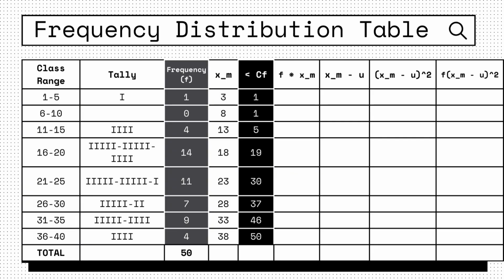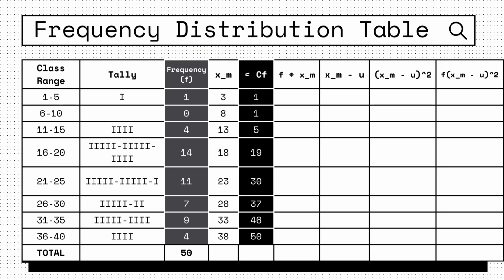For the fifth column, we are going to identify the CF or cumulative frequency. The cumulative frequency is calculated by adding each frequency from a frequency distribution table to the sum of its predecessors. The last value will always be equal to the total for all observations.